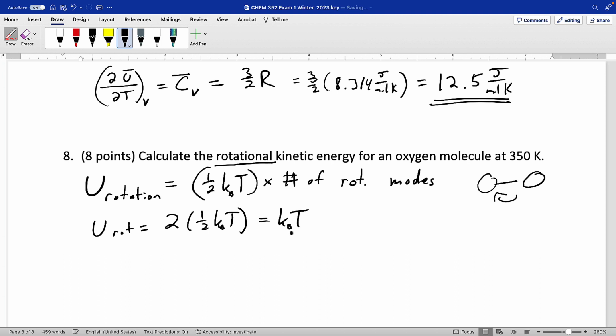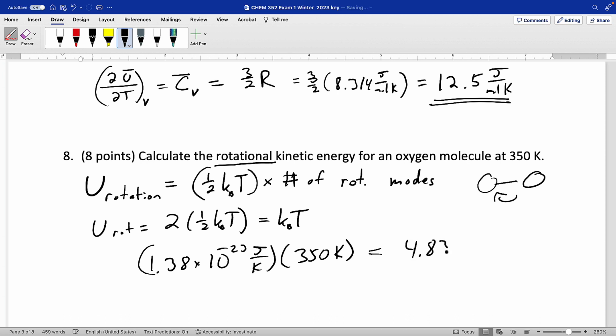And so we've got 1.38 times 10 to the negative 23 joules per Kelvin, and we're working at 350 kelvins. Okay, so we get 4.83 times 10 to the negative 21 joules. Okay, so we wanted it for a single molecule, so there we are.